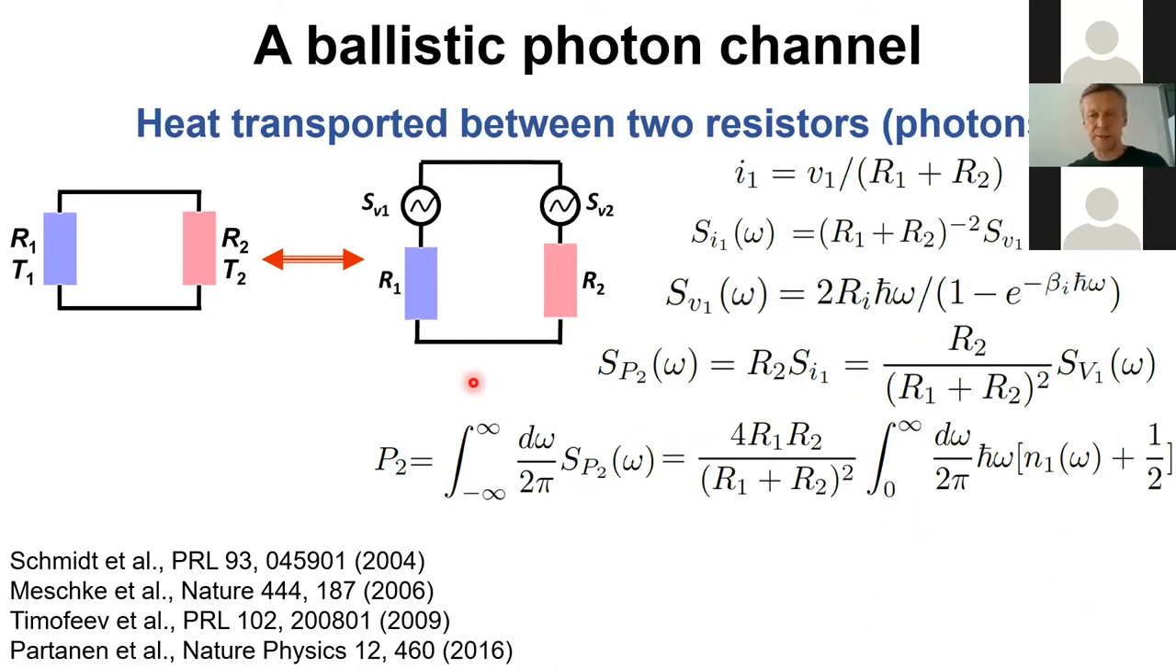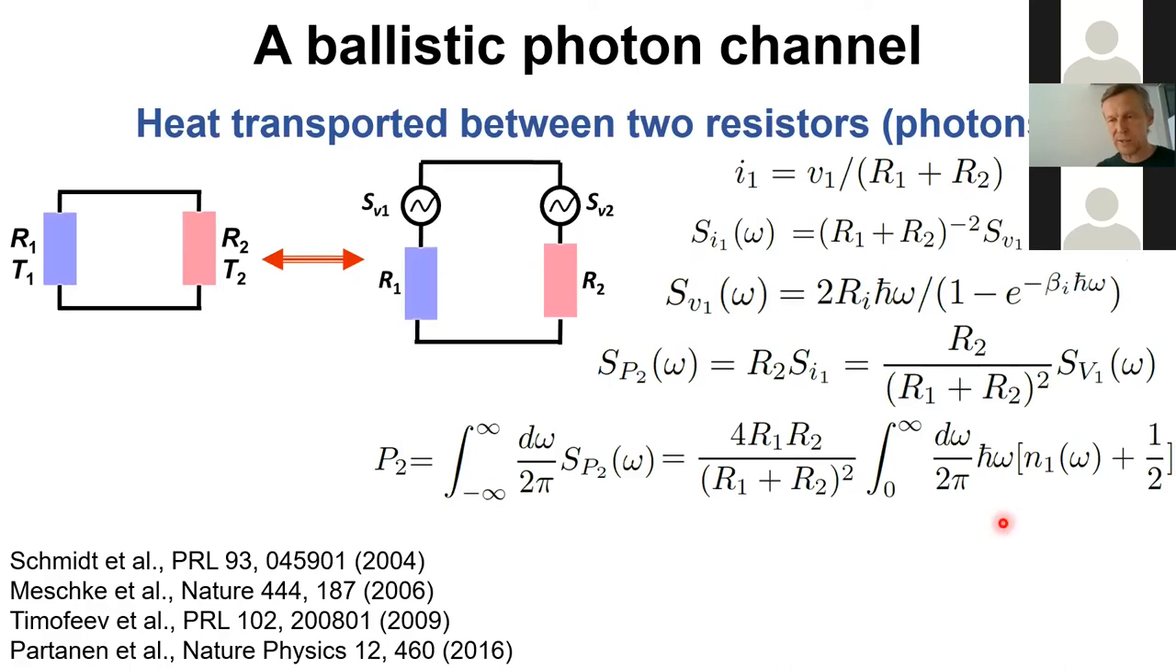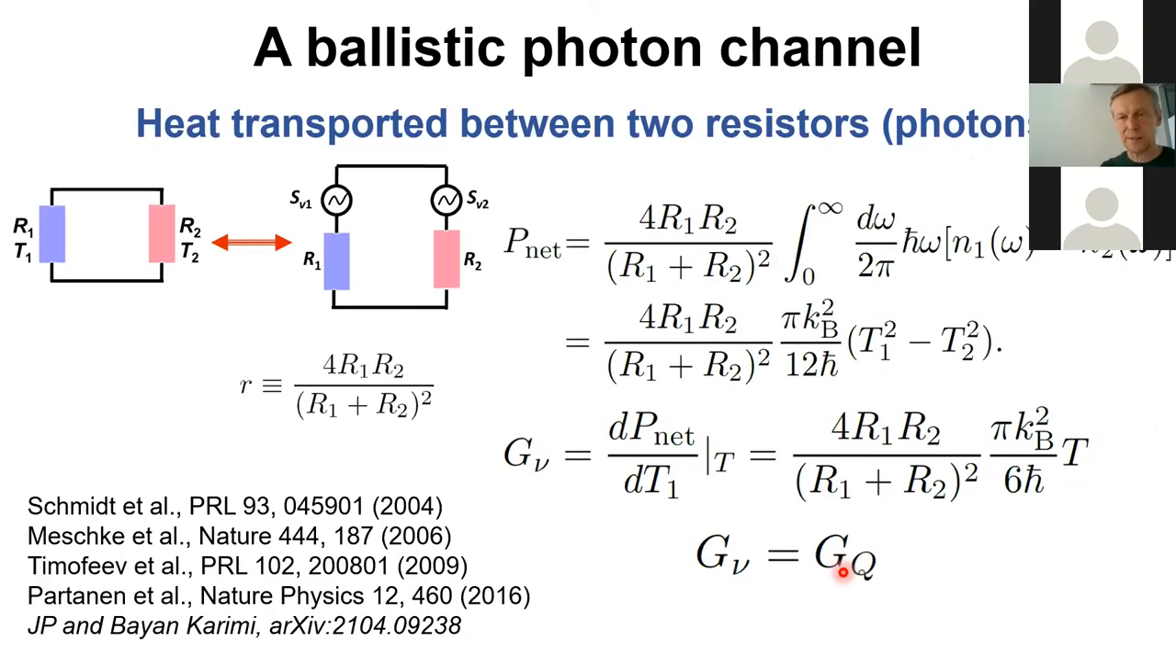So similarly, this resistor produces, we assume, an independent source of noise. So these two are uncorrelated. There's an independent source of noise of R2, which then emits the energy to R1. So the net power is P1 minus P2, or P2 minus P1, depending on how you define it. And when you take this difference, changing the indices N1, N2, R1, R2, you find that this net power is given by this simple integral here, with the thermal Bose distribution.